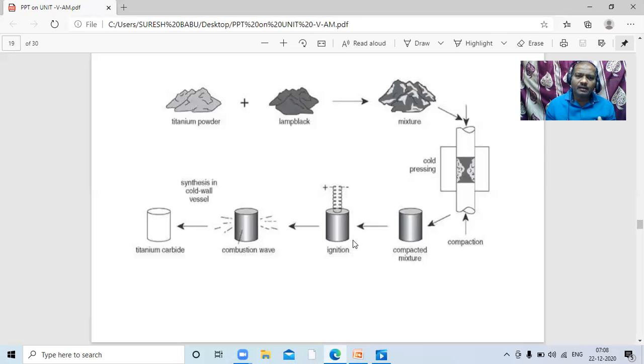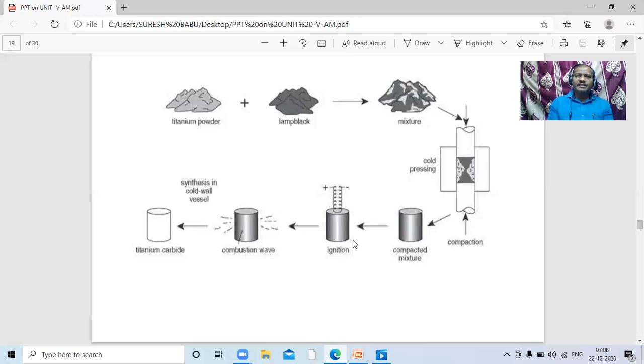Second, the gases are going to react with the titanium carbide and lamp black, and thereby we are able to increase the desired properties that we need. Why? Because the gases we send will enhance the properties of the given material. Next, after that, we are going to get titanium carbide. It is a material, and that material can be used for a specific purpose.